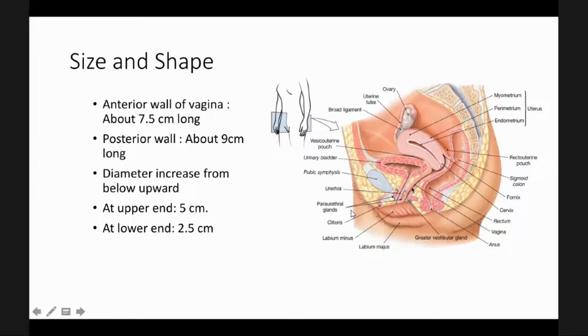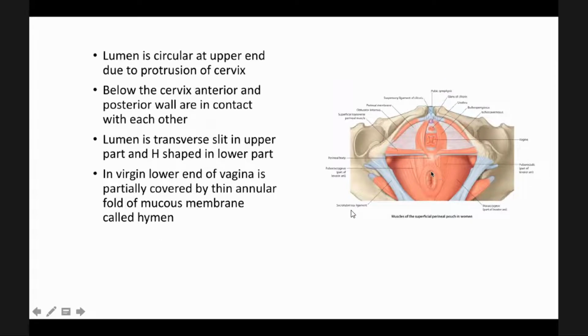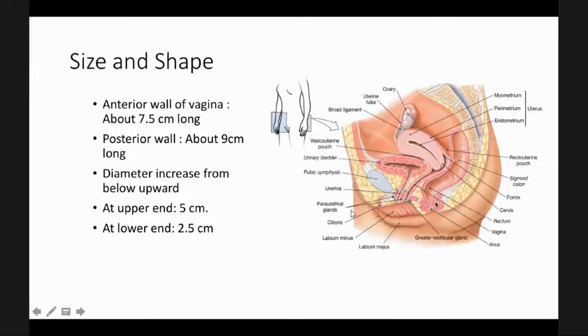See here. This is the vagina. Okay, this is the anterior fornix, posterior fornix. So talking about its relations, in the upper part, it is related with the urinary bladder, and inferiorly, it is related with the urethra. Posteriorly, you see here, in the upper part it is related with the rectum, and in the lower part, it is related with the anal canal.